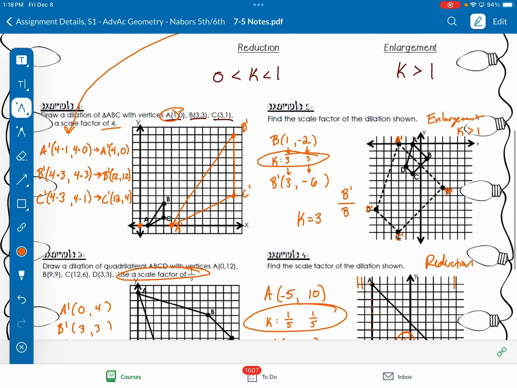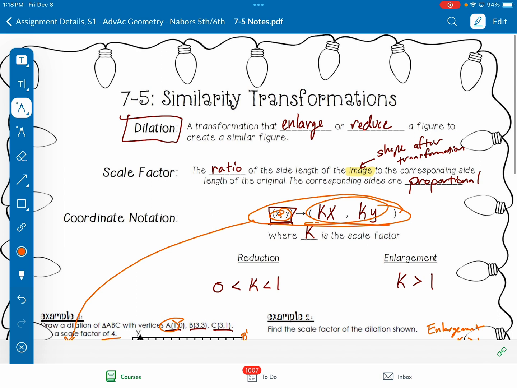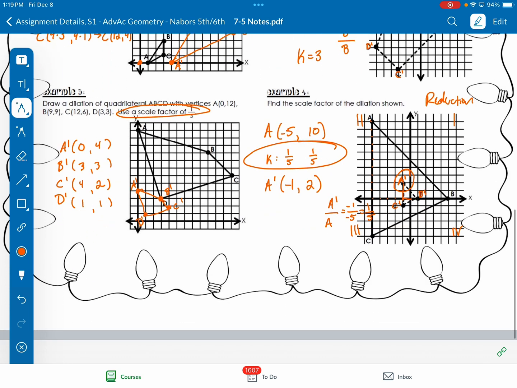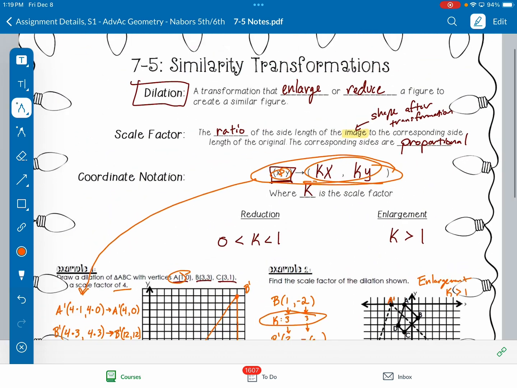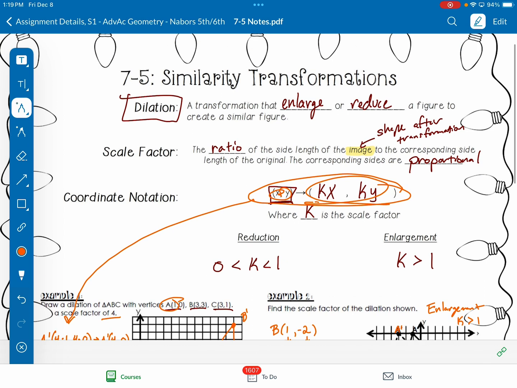All right, so that's just kind of a little hint into what we're going to be doing in chapter 9. That's all transformations, and all of them will take place on a coordinate grid, right? So a lot of our notes will look almost just like this, except we'll be talking about rotations and reflections and translations and all of their specific rules. But this is included here because it's similar. It creates two similar figures.